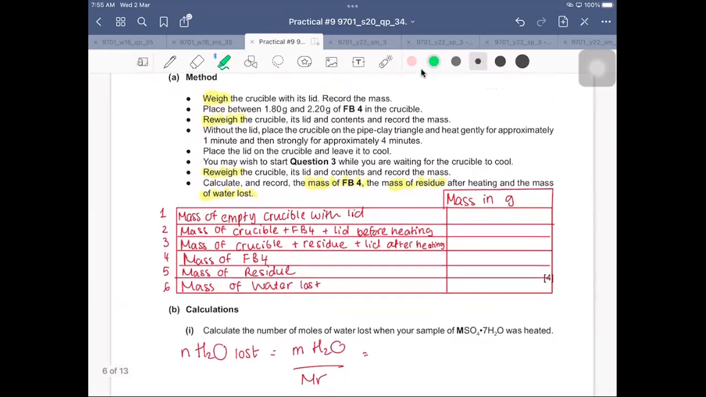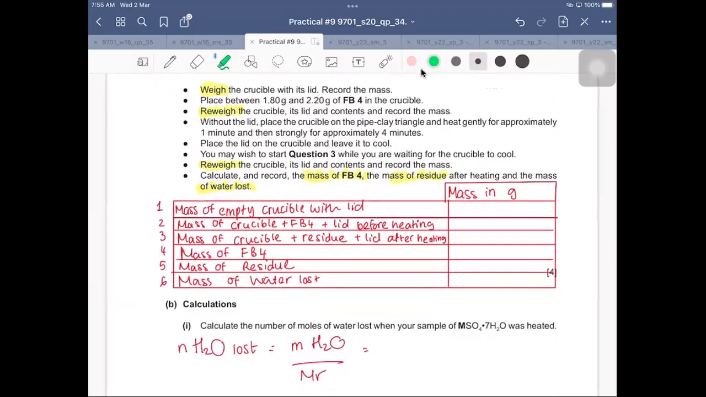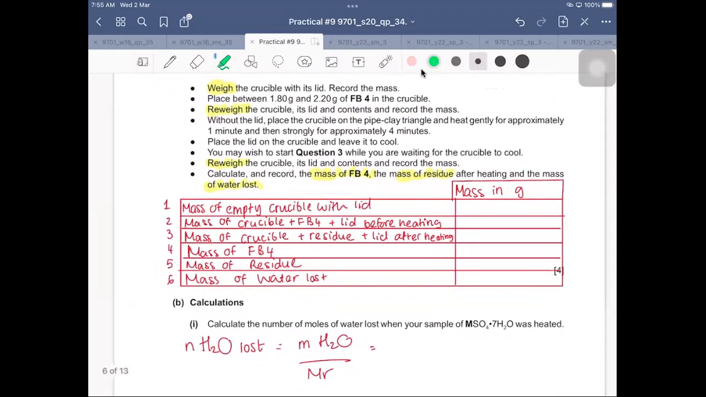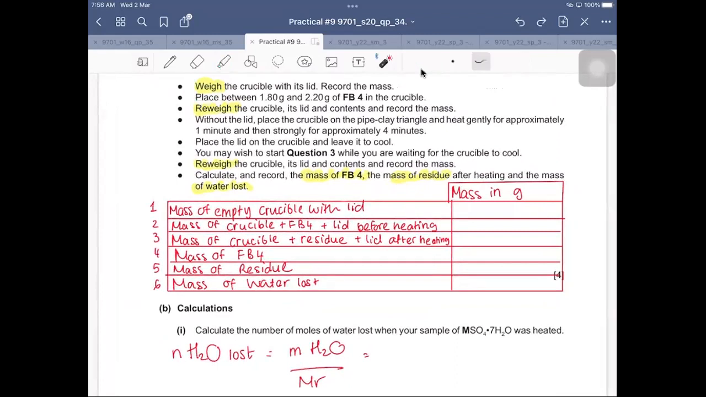Okay, so check your tables and also check your units. In the exam, always circle or underline where it says weigh, report, calculate. These are the things that you have to include in the table. Can you see that? Weigh the crucible with its lid, reweigh, that means you need another mass. Reweigh the crucible again, calculate the mass of FP4, mass of residue, and mass of water loss.